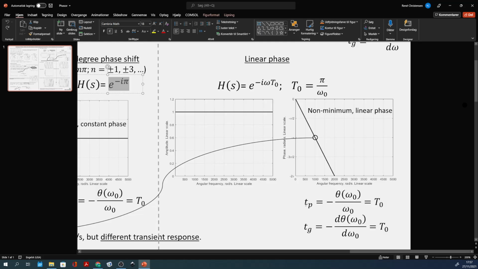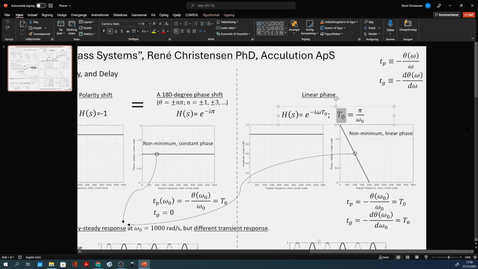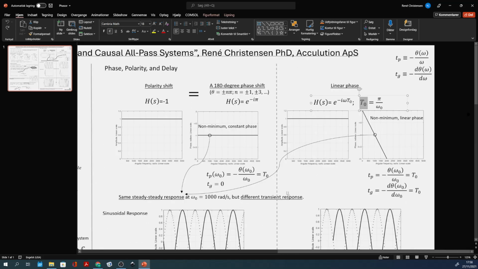So we have a phase delay and we have a group delay, and in this case they're both the same. I have chosen a specific time delay for this system so that at a specific frequency, a specific angular frequency, I have the same phase as I do for this polarity shift. But it's not the same thing, it's not the same system. It's two different things going on. So again, everything has to fit together. So right at that frequency, we have the same transfer function phasor. So there is something that's the same, and that's the steady state response at this frequency.